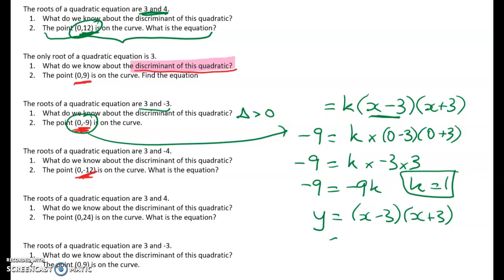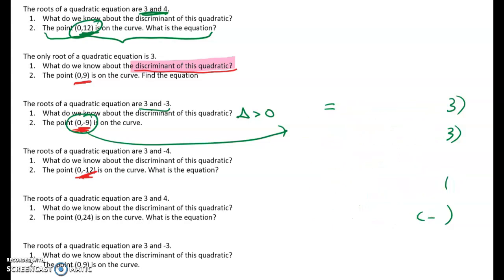The next one also has 2 roots. They are 3 and negative 4.